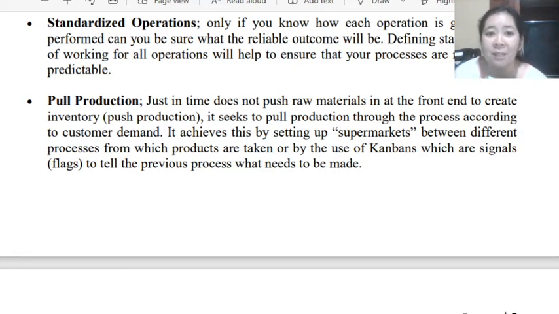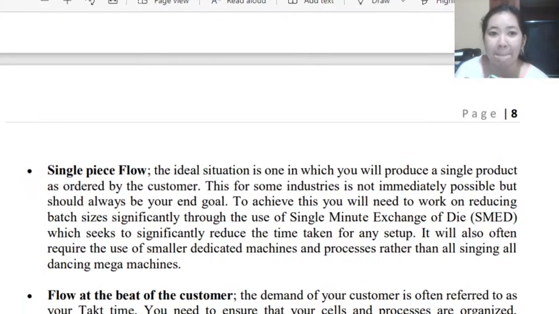It achieves this by setting up the supermarket concept, where just-in-time started, between different processes from which products are taken, or use Kanbans, which signal the red flags to tell the previous process what needs to be made. So this is a very important consideration in setting up and implementing your just-in-time system.